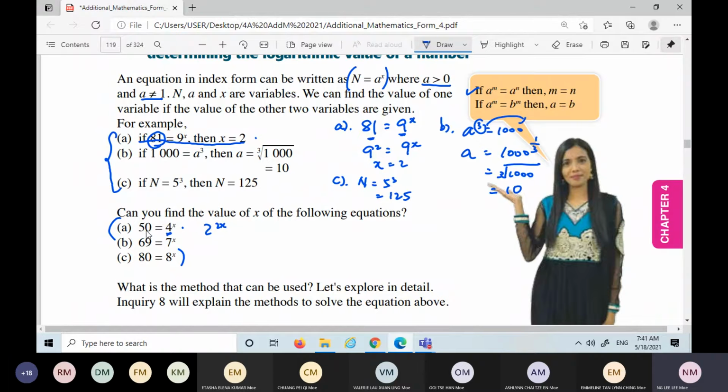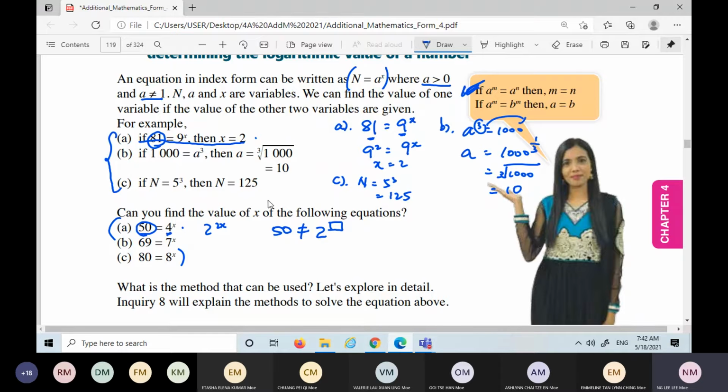But also, you can't write the 50 as 2 to the power of something. This is a problem. Therefore, this type of question you can't solve by using this method, so you have to use another method to solve it. This is why we learn logarithms. After we learn the logarithm, we will come back to solve these three problems.